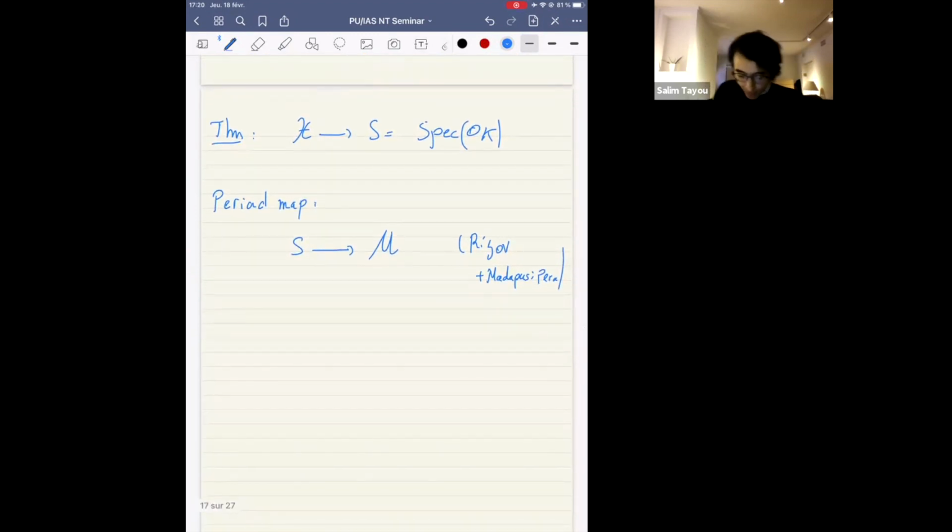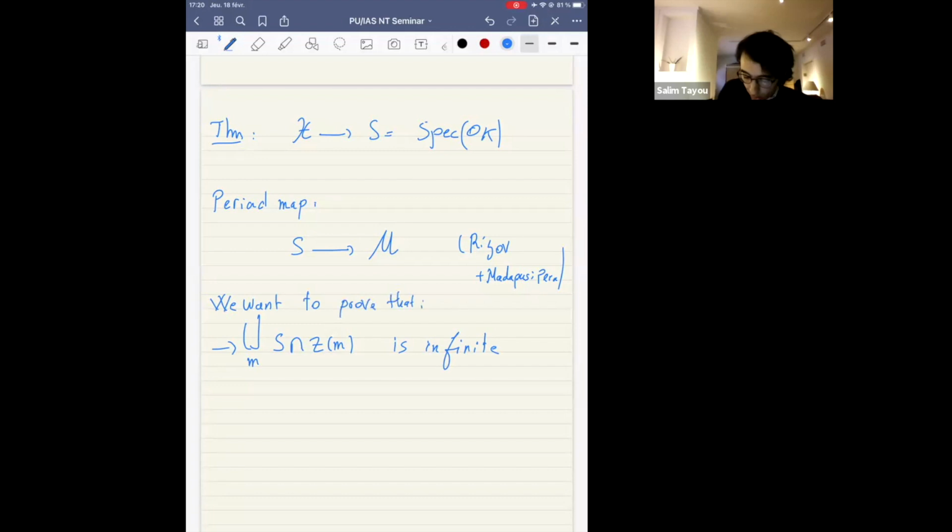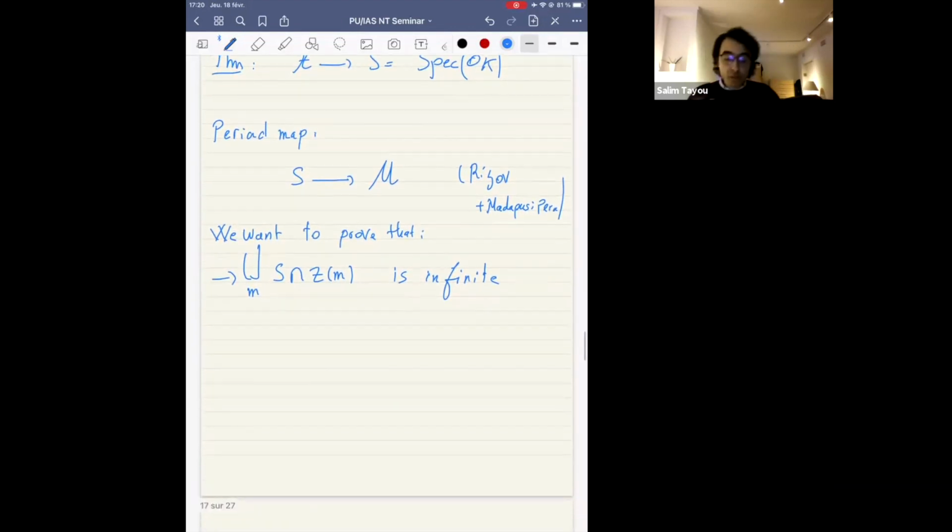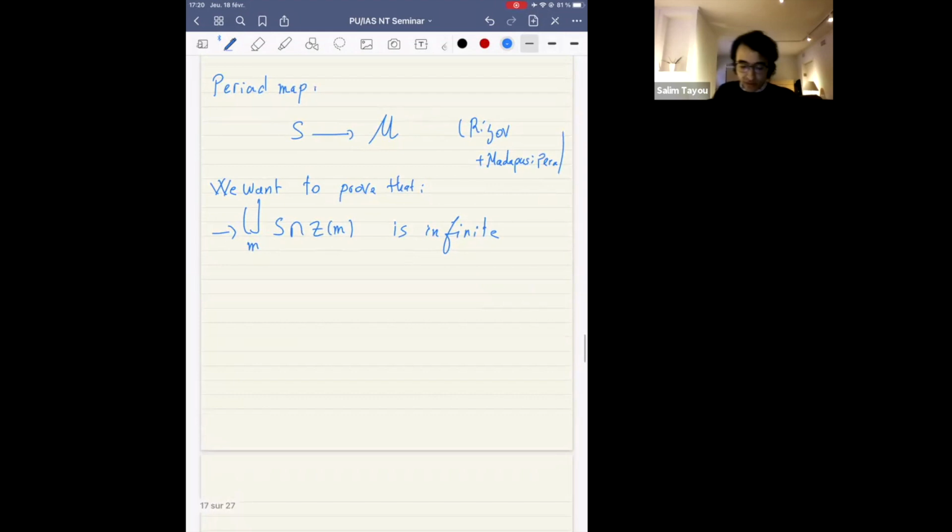And the basic idea is we want to prove that the intersection of S with Z_m, where we take the union over all m, is infinite. I mean, we want to prove that. And here, we also want to perform intersection theory, and the natural setting to perform intersection theory in this case is Arakelov intersection theory.